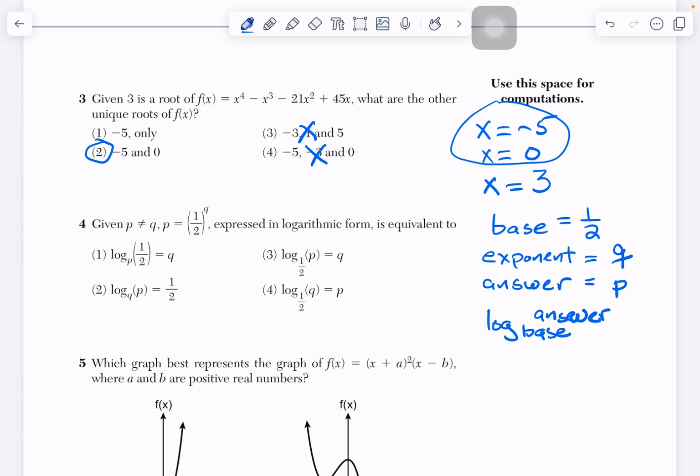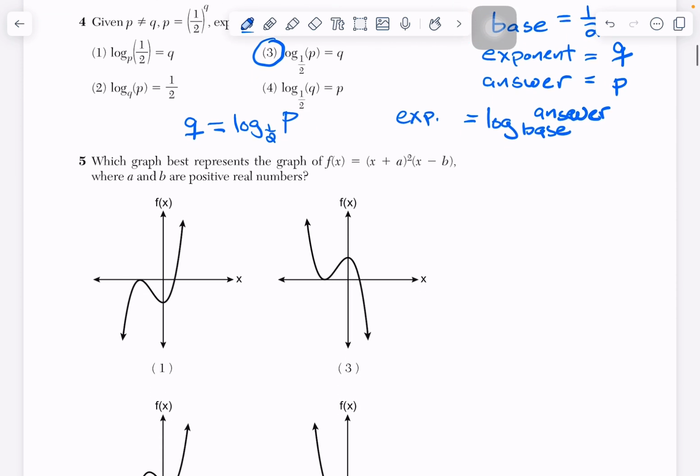This is the answer, and it's equal to the exponents. Logs are exponents, right? So if we put those into that equation, the exponent is q, which is equal to log. The subscript is the base, which is 1/2, and the answer is p. So this is choice number 3.